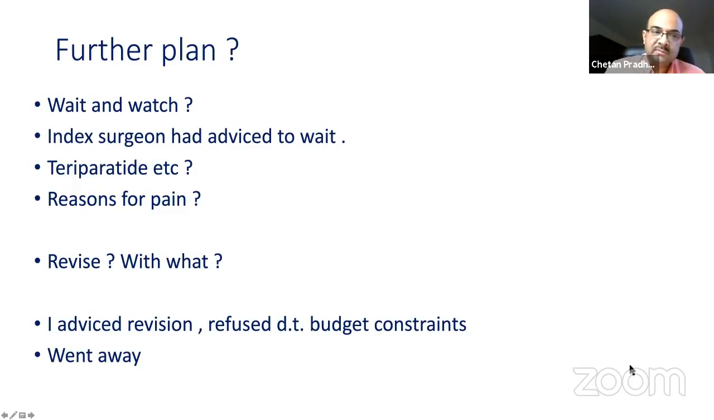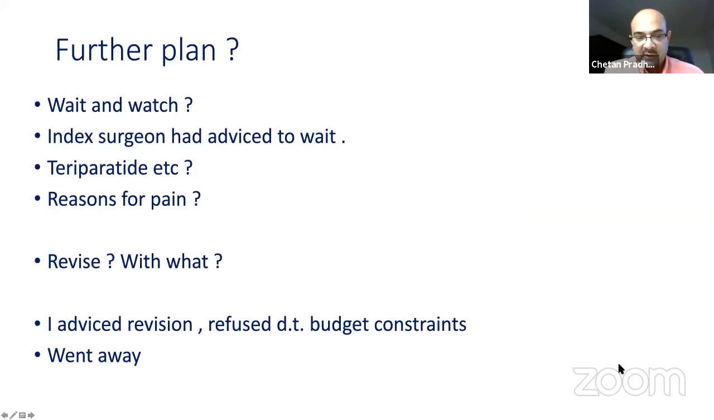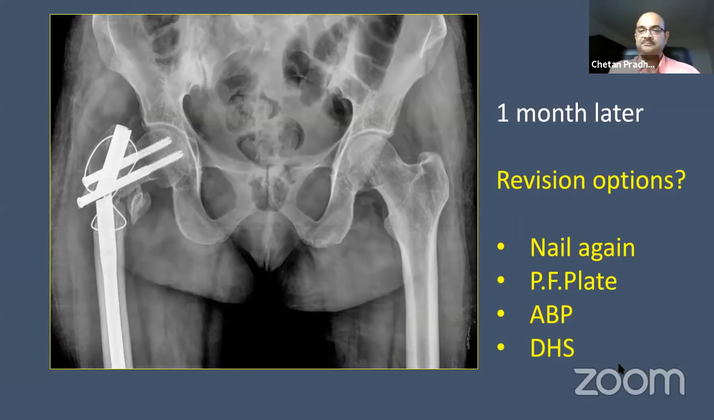Right. So the only possibility is probably low grade infection then, but there was no local sign of infection. I did his CRP, ESR, everything was normal. The index surgeon told him to wait and watch and gave him teriparatide, etc. I was really confused, to be honest. But then since he had pain and he was not able to walk without the walker, I advised him revision, which he refused after hearing the budget of revision, and went away. He returned 1 month later with this non-union.